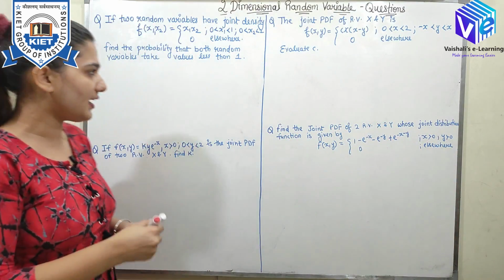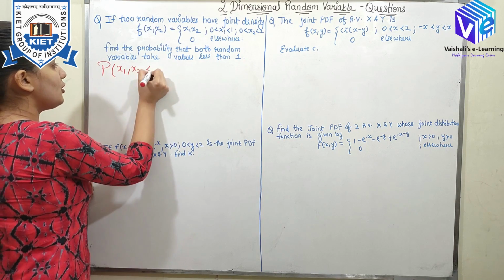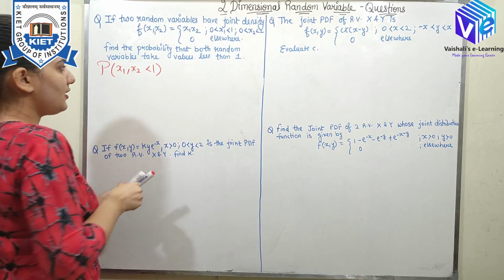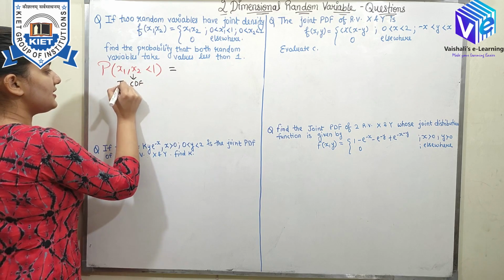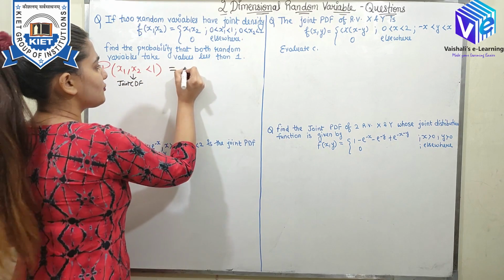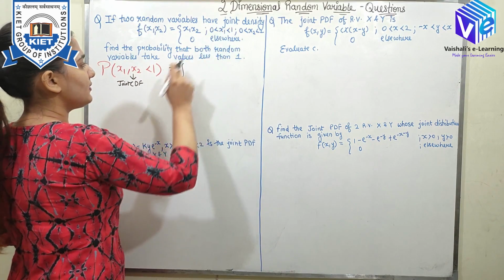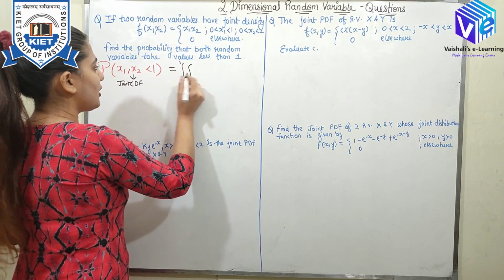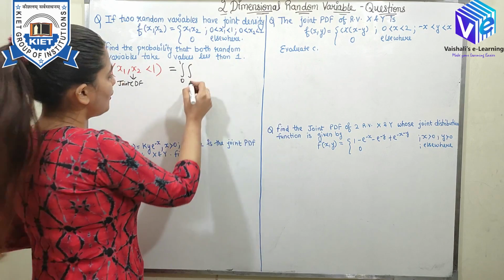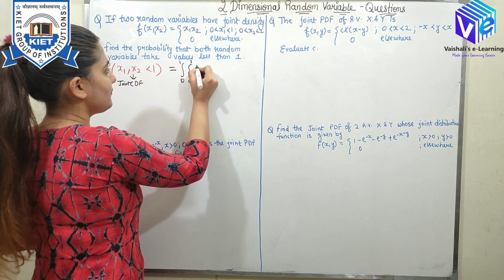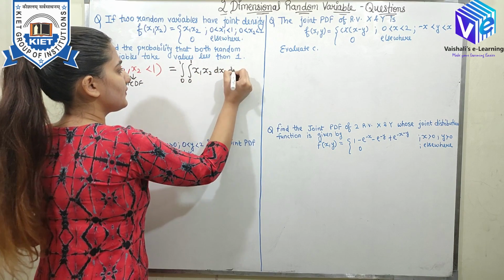So now what do I need to find out? I need to find out the probability that x1, x2 are less than 1. This is representing a CDF, a joint CDF function. Now x1 is from 0 to 1, so the limits are satisfied. Now x2 is from 0 to 1. Here the permissible limit of x2 is from 0 to 2, so yes, I can take the limits of x2 from 0 to 1. The function is x1 x2 dx2 dx1.